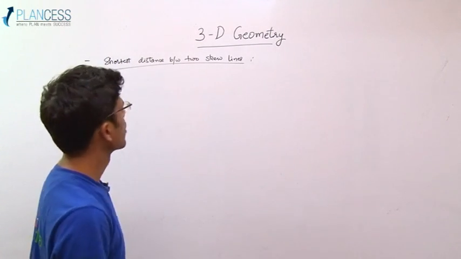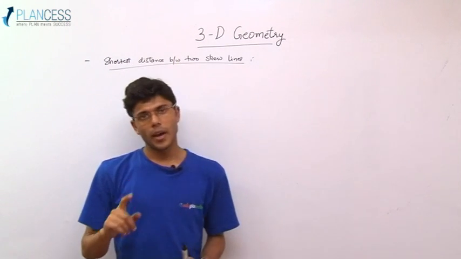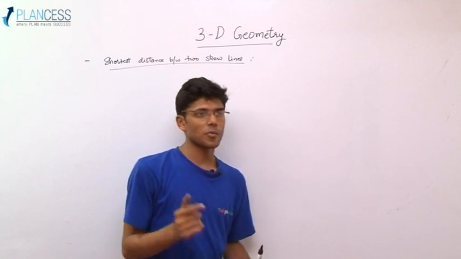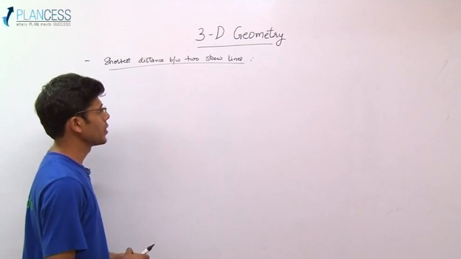We have two skew lines. Skew lines are those which are not parallel and also are not intersecting. In 3-dimensional space it is possible, in 2-dimensional it is not possible. So we have to find the shortest distance between two lines.